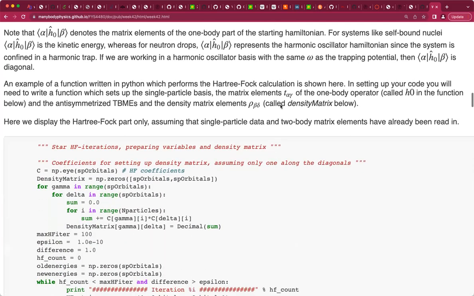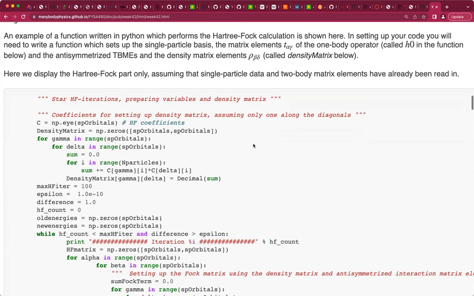So there's a simple example here, which you can take a look at. This assumes that you have already set up the single particle data and the matrix elements. So you just have a table with matrix elements, which you look up. Or you can calculate them on the fly if you want to, because we have so few elements. We have only 6 single particle states. And that means that the number of matrix elements we are dealing with is not that big.